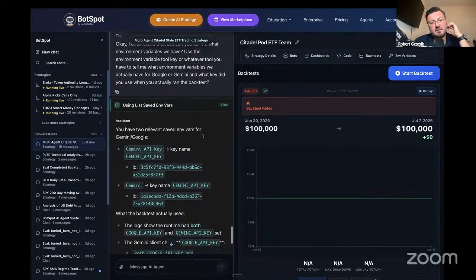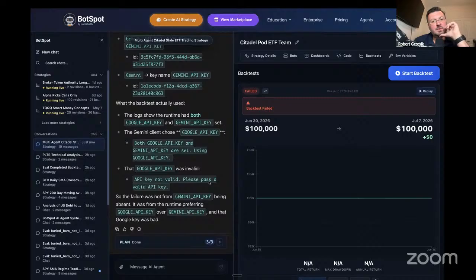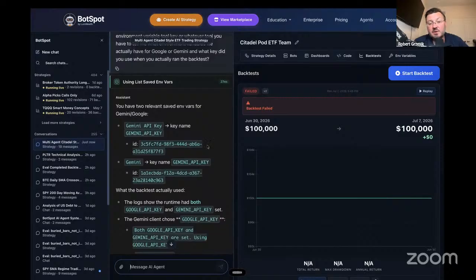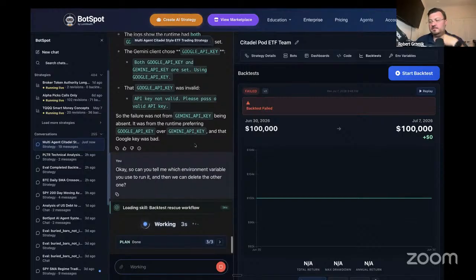Okay, so let's see. So we have two relevant environment variables, key name, Gemini API key. Okay. The log shows the runtime had both set. The Gemini client chose Google API key. Both Google API key are set. Google key was invalid. So failure was not, it was just running. Okay, so can you tell me which environment variable you used to run it? And then we can delete the other one?